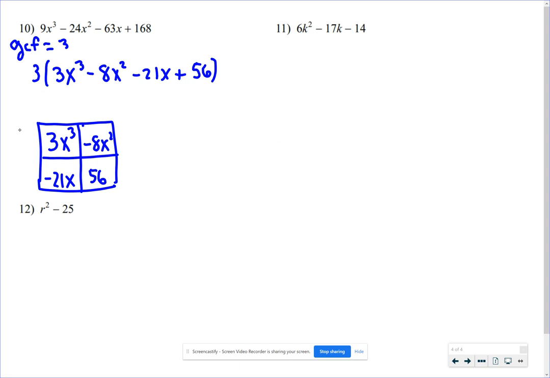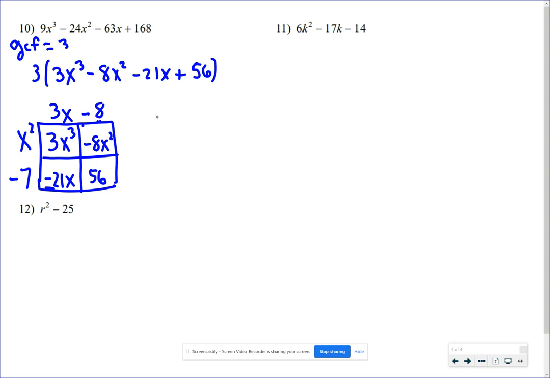Okay, GCF for the top row, GCF for the bottom row. 21 and 56 are both divisible by 7, but I need a negative because this is a negative 21x. First column, 3x. Second column, negative 8. 56 is 8 times 7.